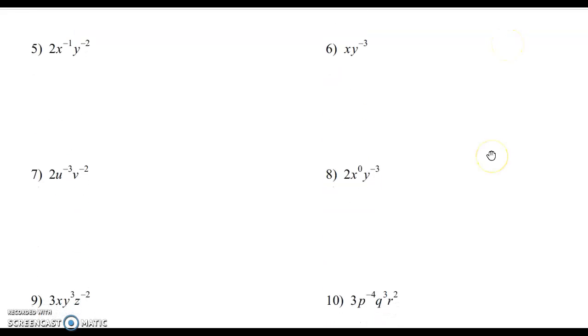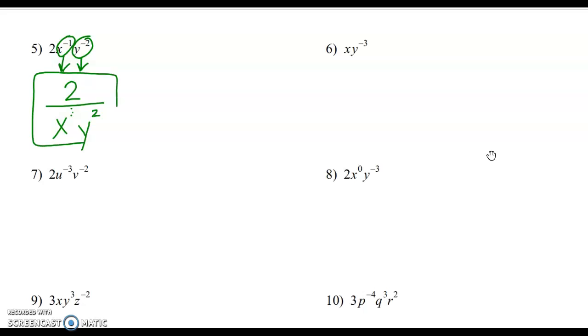All right, number 5, 2x to the negative 1, y to the negative 2. Well, the x's have negative exponents. They're going to have to move. Same thing with the y's. So the 2 stays. It'd be x to the positive 1 on top. Positive 1 on bottom, my bad. The x's move. Typically, we don't write an exponent of positive 1. And it'd be y to the positive 2 on bottom.